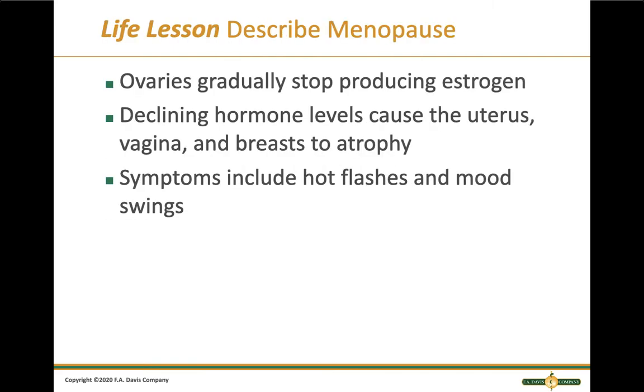Alright, next we need to describe menopause. So with age, the ovaries gradually stop producing estrogen. And these declining hormone levels cause the uterus, vagina, and breast to atrophy. They're no longer needed. Some symptoms include hot flashes and mood swings.